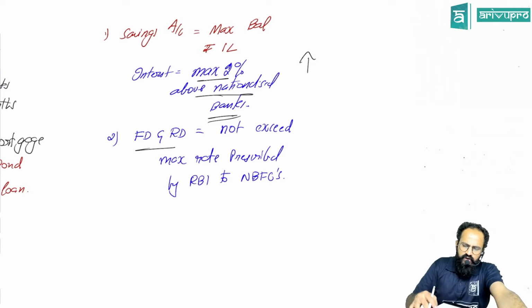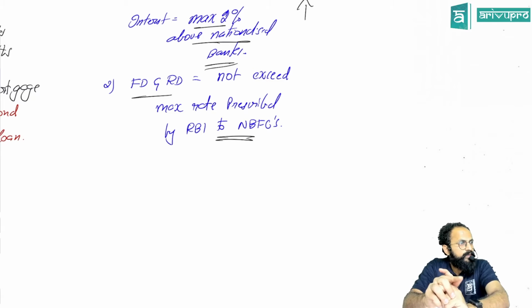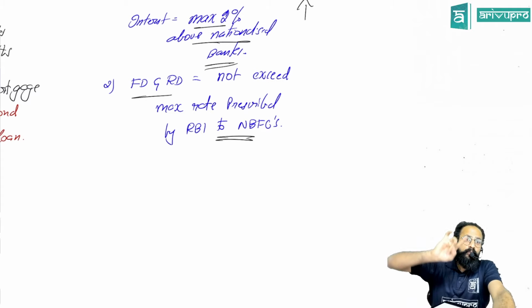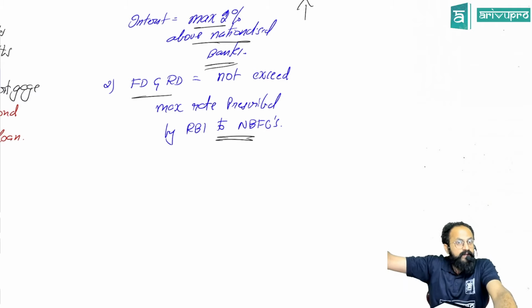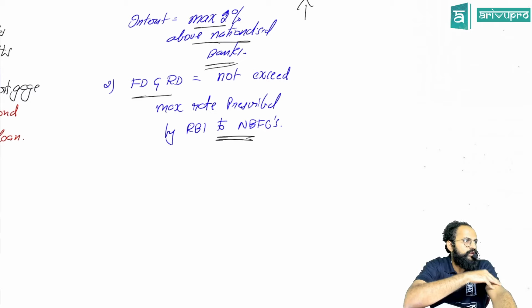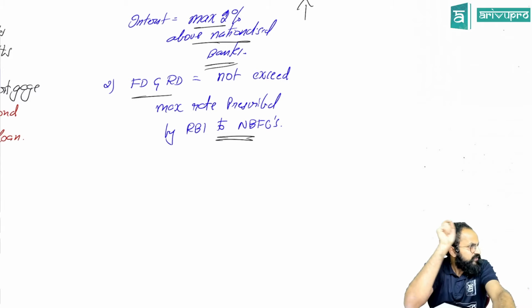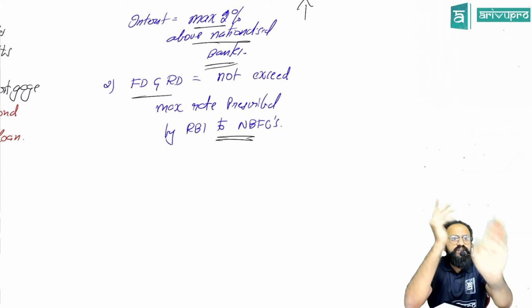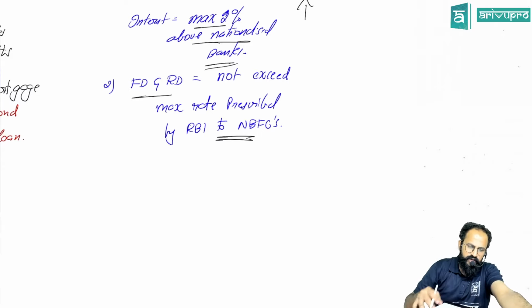Sir, FD RD, sir, not to exceed the maximum rate prescribed by RBI to NBFC. Now, NBFCs, Muthoot, Manappuram, Bajaj Finance, or whatever these companies are, these people will also accept FDs and RDs. However much RBI has set as a limit for them, it will come somewhere around 7%. The same percentage will apply to NIDHI also. You cannot give more interest than what is prescribed to NBFCs by RBI. If RBI has prescribed 7% to NBFC, the same thing will apply to you also. Simple, understood, clear? Okay, right on. Next one.